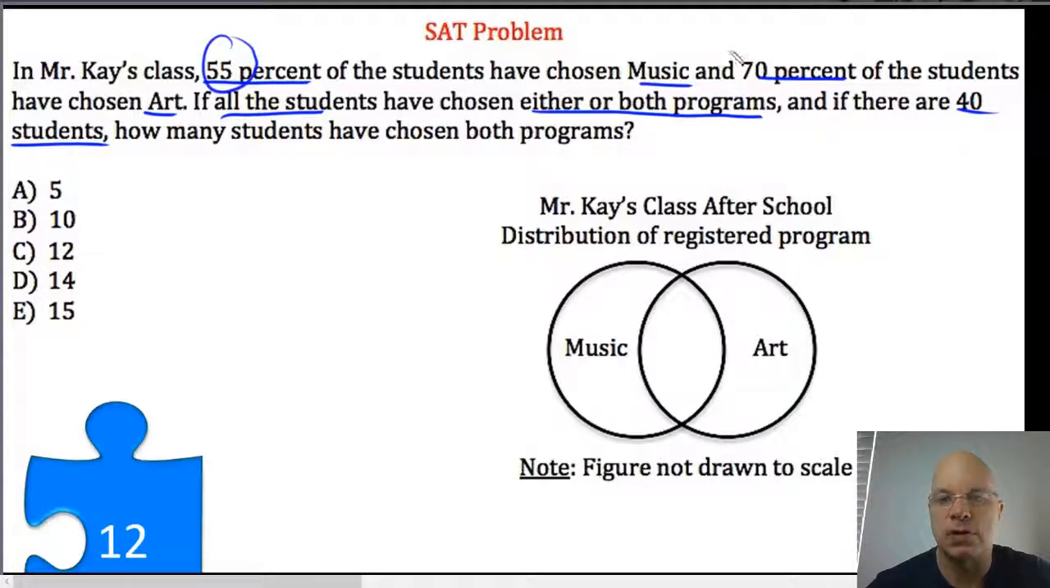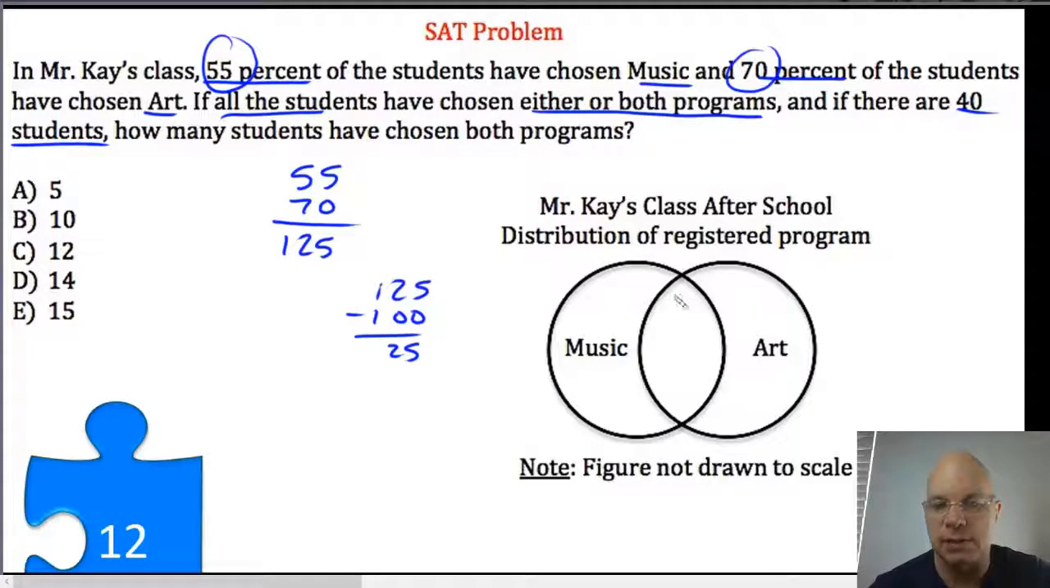And then we use the sum of these, 55 and 70, is 125%, and realizing that this Venn diagram represents 100% of the students, you can tell that the difference, or 25%, must be the intersection. So 25% of students have chosen both programs. 30% have chosen music only, because that gives me a total of 55% for music, and 45% have chosen art only. That gives me a total of 70% for art when I include the students who chose both.